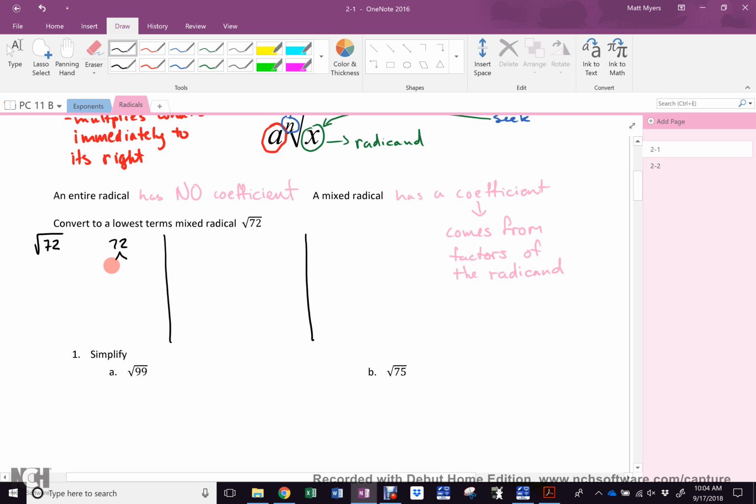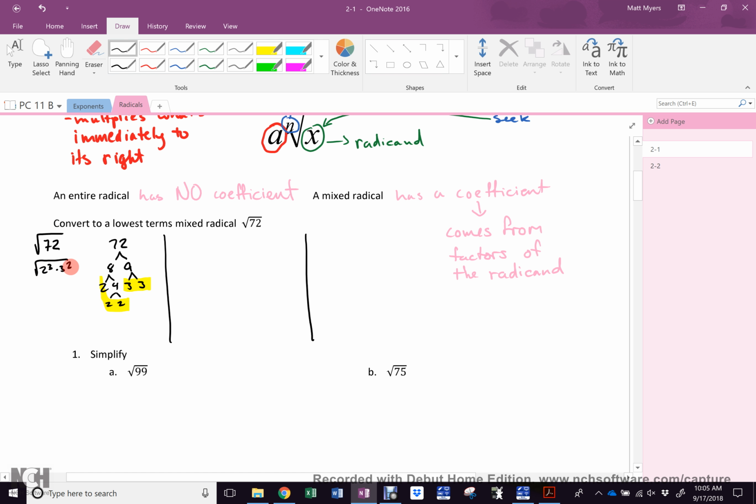72 breaks down into 8 and 9, or 12 and 6, or 36 and 2, or 18 and 3, all kinds of breakdowns, yes? 8 and 9: 8 breaks down into 2 and 4, 2 breaks down into 2 and 2, 9 breaks down into 3 and 3. And when you get to all prime factors, you can stop.